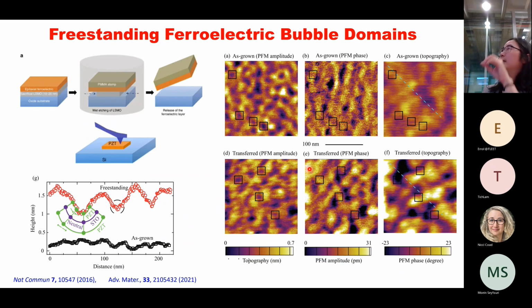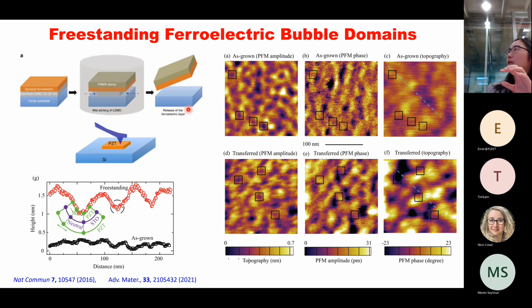And another one is to think about further development, for example for semiconductor industry applications. Also, last year we published one paper on freestanding ferroelectric bubble domains. We can remove this LSMO layer and get these freestanding ferroelectric films and transfer them to a silicon substrate. This is also a milestone, that we can transfer these domains to silicon, and there could be wider applications.